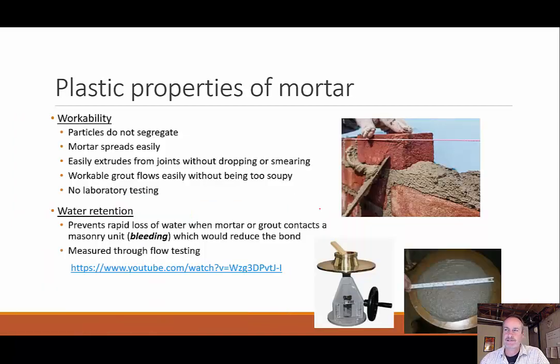So looking at more detail for these plastic properties, like I said, the workability is probably one of the key components that we're looking at. And for the workability, we want to make sure that those particles are not going to separate, but we want that mortar to be able to spread easily along our bricks, like we saw with that brick layer a second ago, right? Easily extrudes from joints without dropping or smearing. So you can see when they put that brick down there, it just kind of oozes out a little bit, right? That's extruding out from those joints. Workable grout flows easily without being too soupy, so you're getting that fine consistency. There is no laboratory test to test the workability.